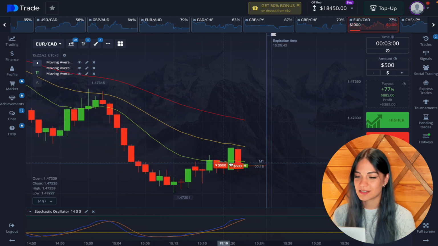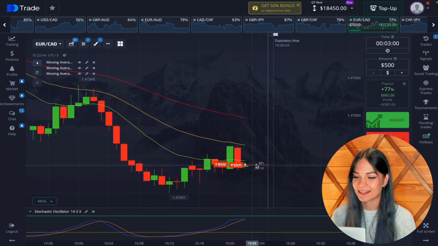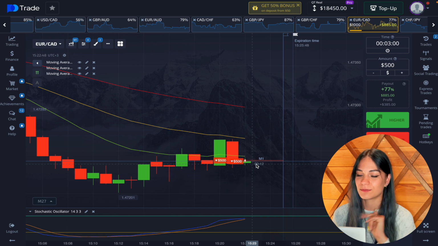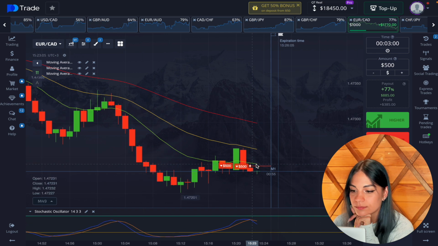even though it's a bit confusing. Here we see the same situation. The price is still gonna go down. That's why we're opening a deal for a decrease. Let's wait for the end of it.